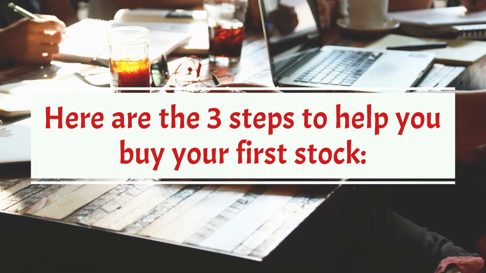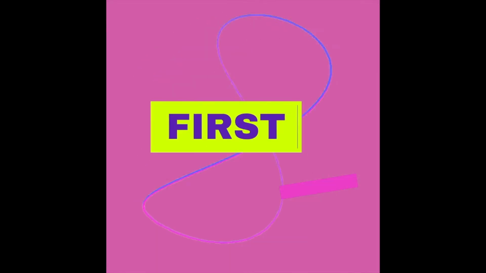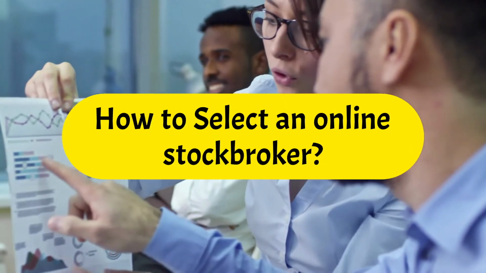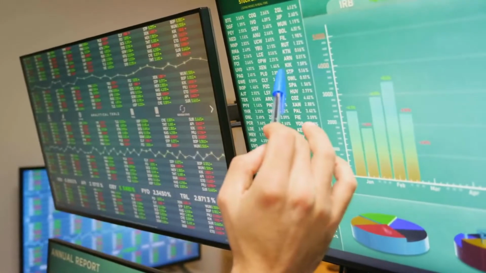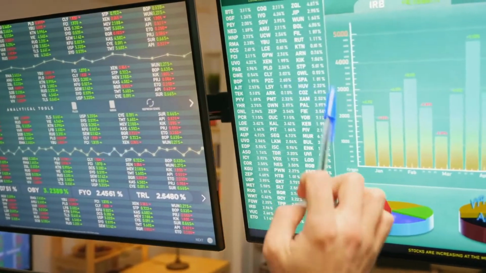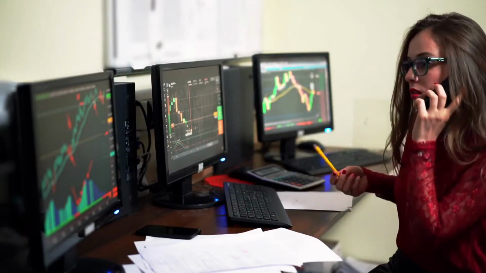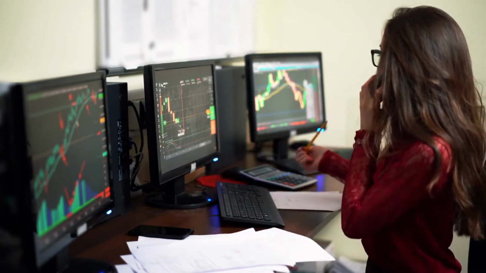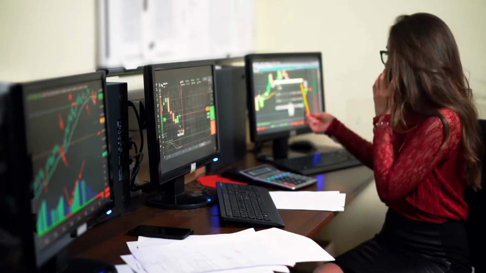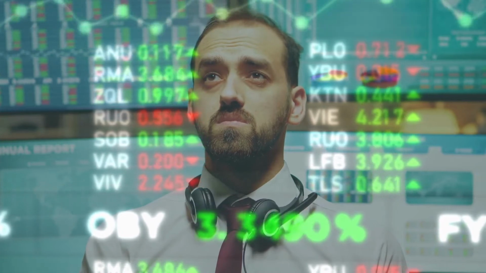Here are the three steps to help you buy your first stock. First, how to select an online stockbroker. In order to be a trader, you need an online broker. Therefore, the first thing you need to do is open a broker account. In the markets, there are many areas of trading, so ask yourself, what area of the market do you want to get involved with and trade? For example, are you looking to invest in stocks or bonds, commodities, futures, or you may want to try cryptocurrencies? Or perhaps you want to do a mix, that's fine. All you need is to focus on finding a friendly broker who offers stocks and other trading in some aspect.